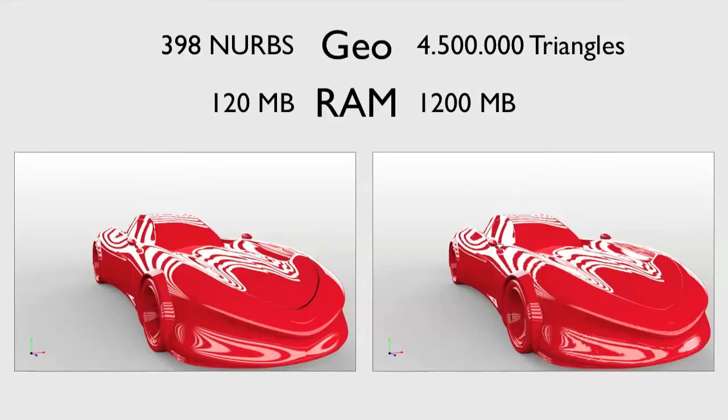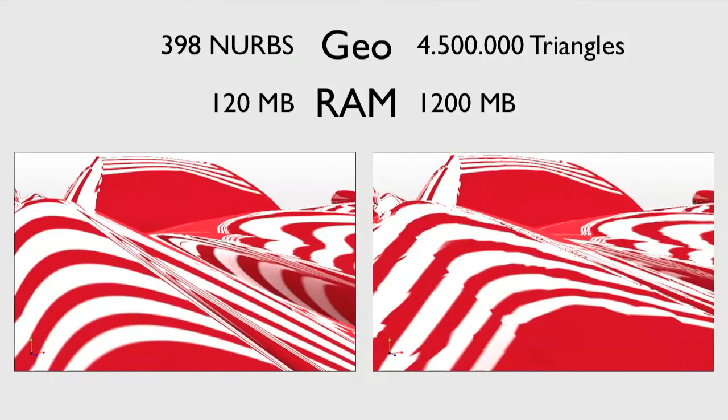Here's a comparison. Left are NURBS and right are triangles. Note the big difference in memory consumption. We are more than 10 times that efficient. The difference in the image is easily visible, especially if we zoom in a little.